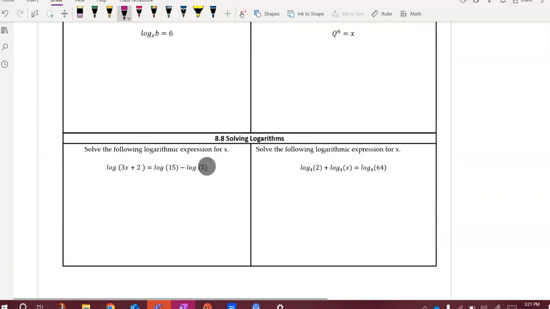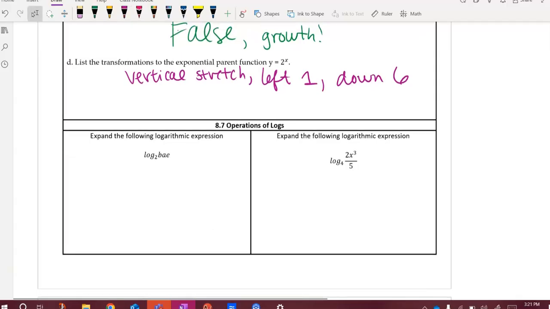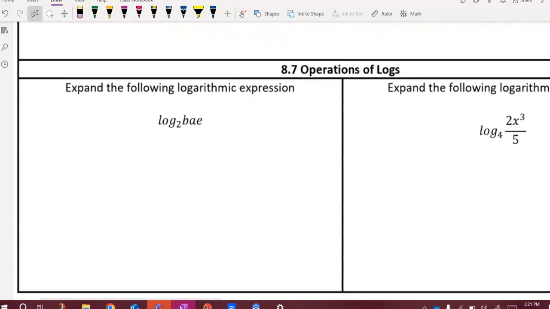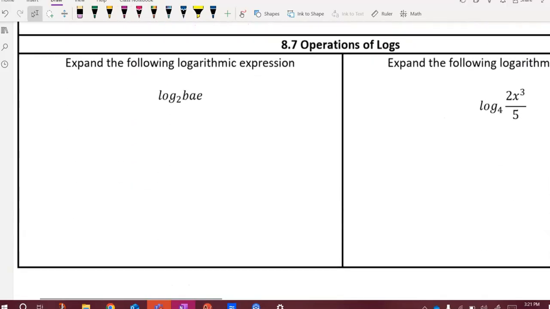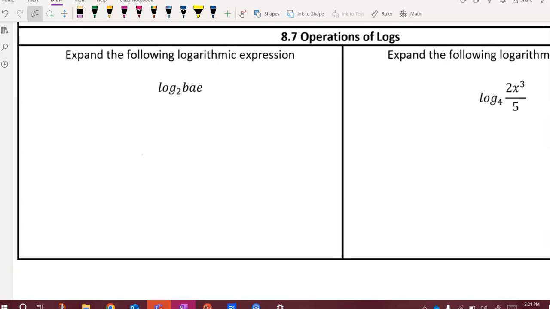Lastly, we just have a few problems left. So right here, operations of logs. Expand the following logarithmic expression. So this is the inside of our log, and what's happening is we're saying b times a times e. So how do we expand addition? Addition becomes multiplication when we expand.